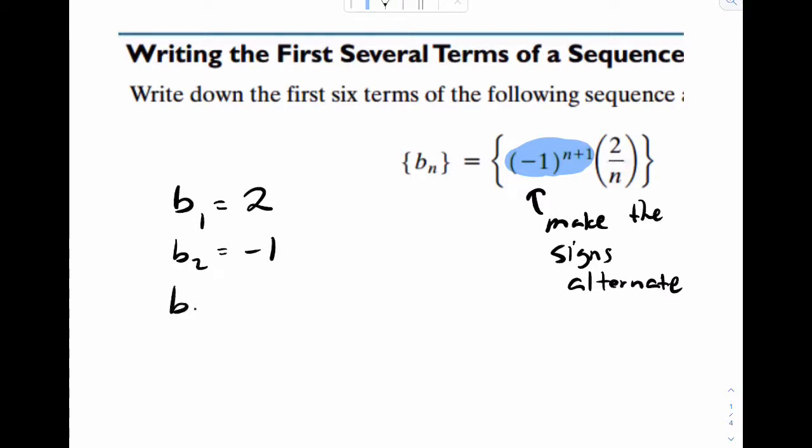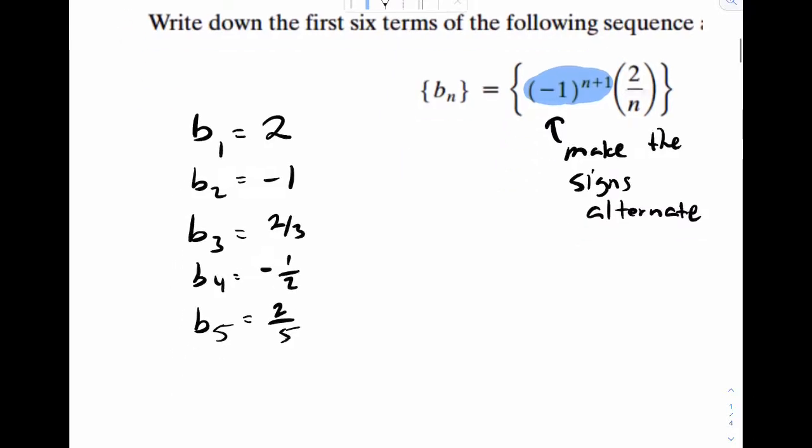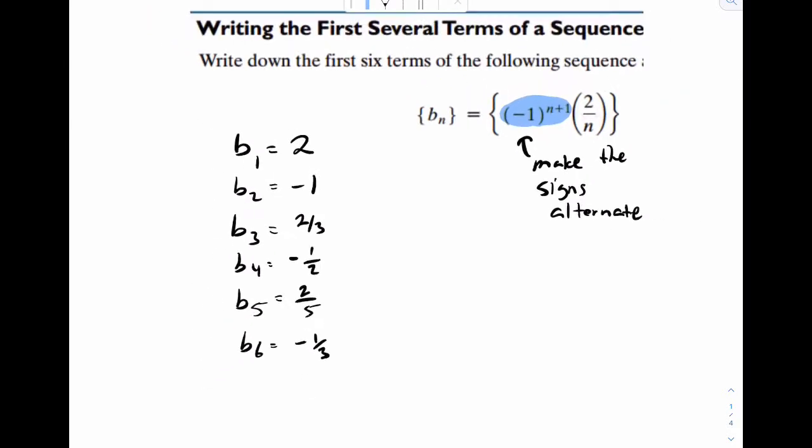Let's keep going. We're going to plug in 3. So if I plug in 3 here, this thing is now positive. This is now 2/3. The 4th term, that should be negative. And if I plug in 4 here, that's 1/2. The 5th term should be positive, and that'll be 2/5. And the final term, that should be negative. If I plug in 6 right there, I get 1/3. And we're done there.